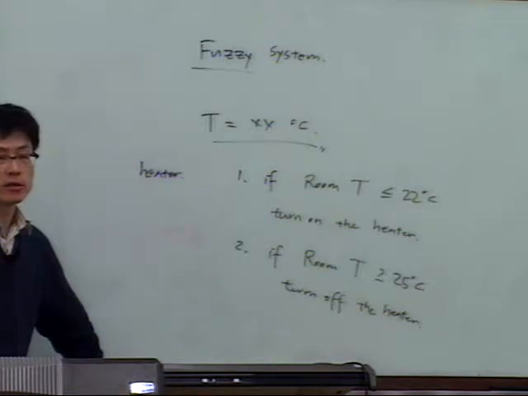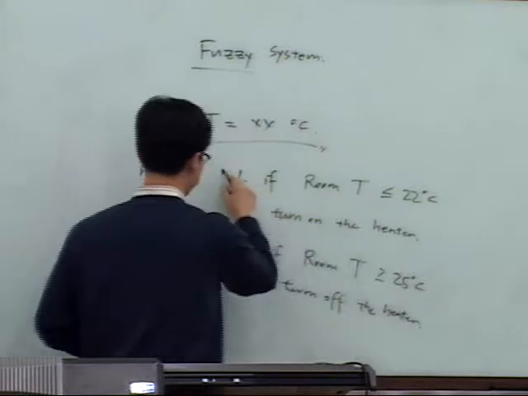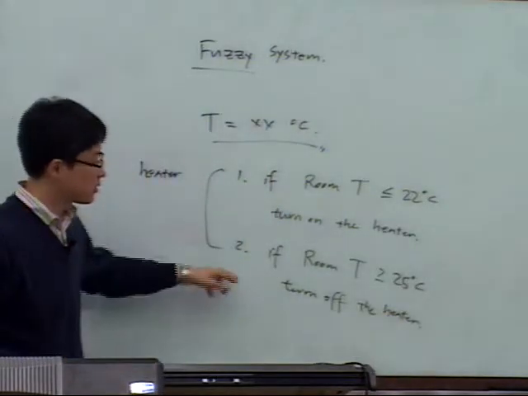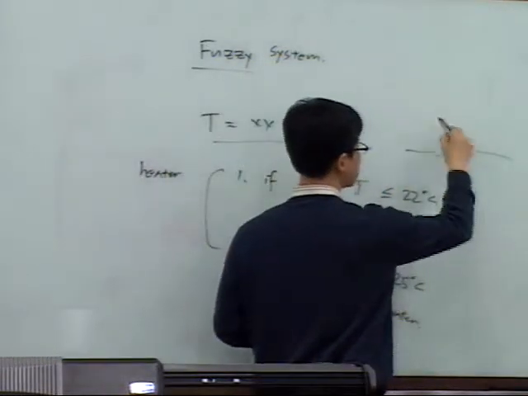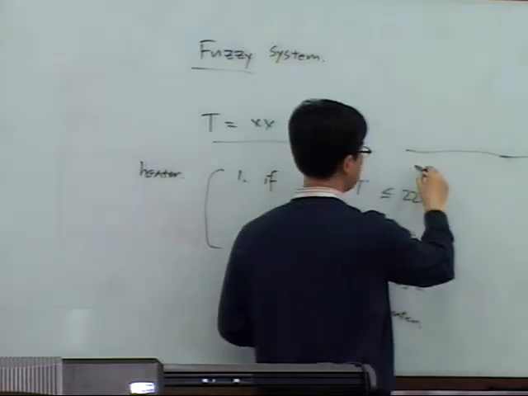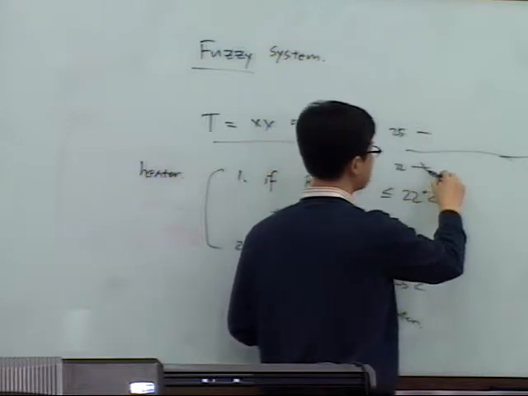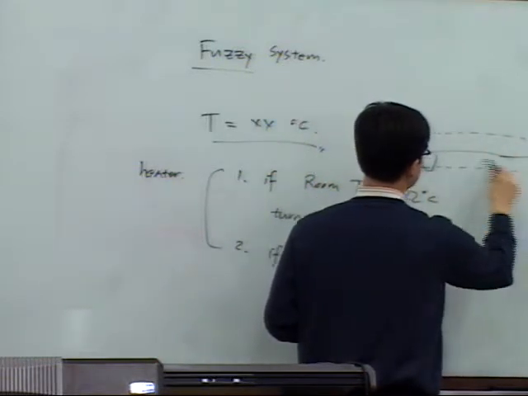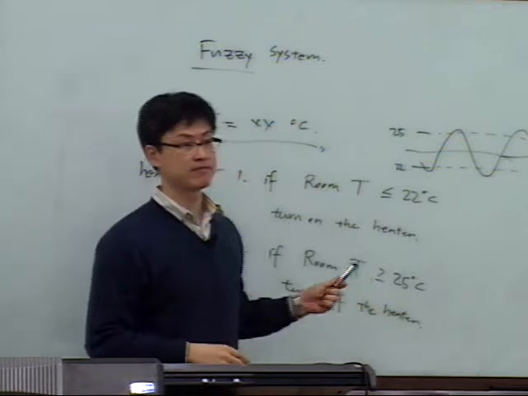Very straightforward, and this is the simple temperature control algorithm. But nowadays, people need more than that. For example, if you implement this kind of algorithm, your actual room temperature, let's say this is 22, let's say this is 25, your room temperature will behave like this most of the time, which is bad.